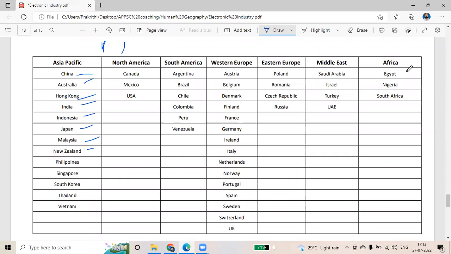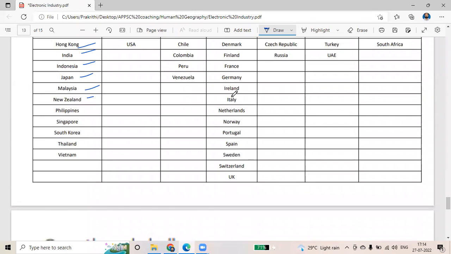So the Africa में बहुत कम है, even though there are multiple states, nations, only some nations have these electronic industries, dominating electronic industries. So this is how it is being distributed.